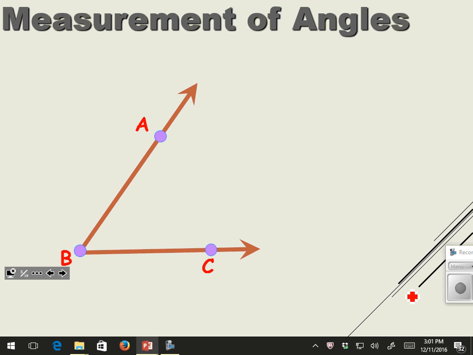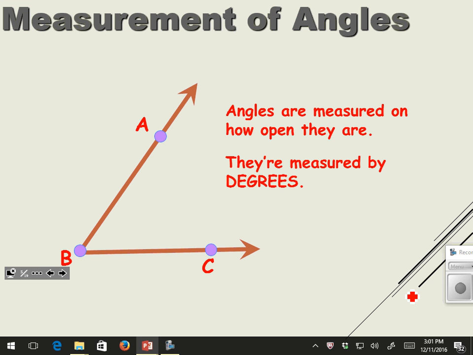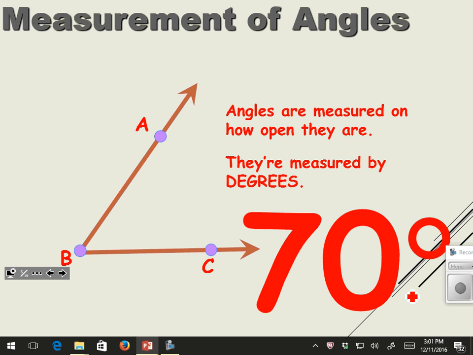When we measure an angle, it is how much it is open. So angles are measured on how open they are. How do we measure angles? Inches, feet, meters, centimeters? They're measured in degrees. And so for this particular angle, I'm going to say it's 70 degrees. And we have to put that little degree symbol on the right hand side, or else you'll be marked off.